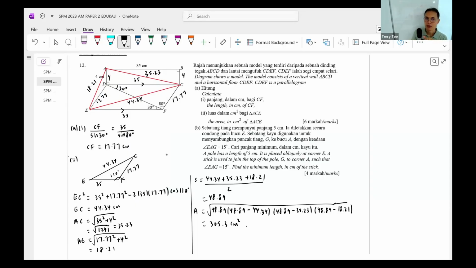Part B. A pole has length of 5 meters. It's placed obliquely at the corner. Okay, sounds very funny. Obliquely. That means what? Slanted at the corner E. Okay, so I need to rub this off. It's very hard to see. Okay, I'm going to put a pole.